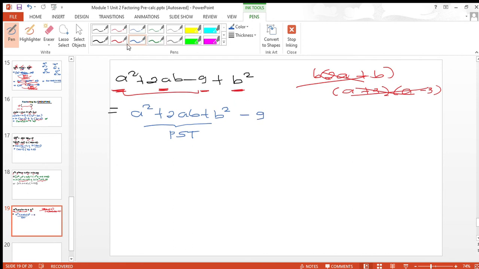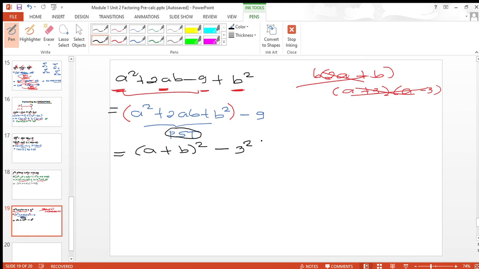So, grouping a squared plus 2ab plus b squared together, preceded by a positive sign, we have a perfect square trinomial there. And if we factor that perfect square trinomial, that leaves us a plus b, the quantity squared, minus 9. But isn't it that 9 is the same as 3 squared? So why am I writing 9 as 3 squared?